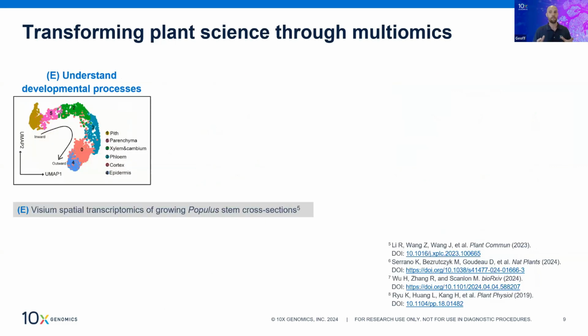We have understanding developmental processes, and plant development involves complex interactions between different cell types and layers within the plant tissue. So spatial transcriptomics allows for the mapping of gene expression patterns across the tissue whilst preserving their spatial arrangement. And it's really particularly useful for studying processes like root development, leaf differentiation, and floral organogenesis, where the position of a cell in relation to others is crucial for its function.